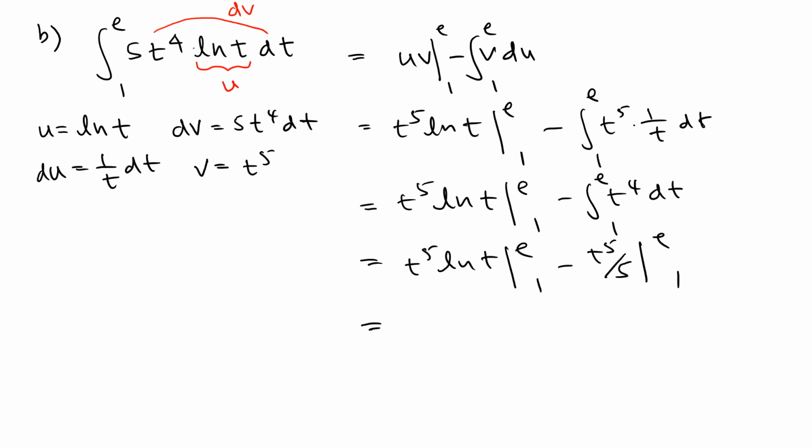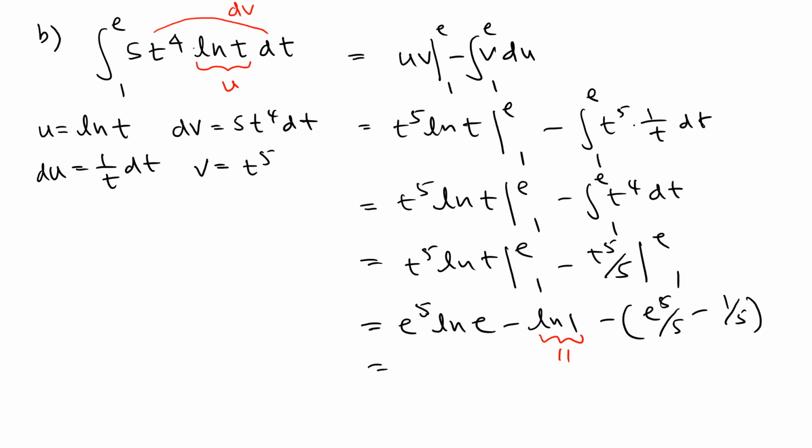So let's plug in the numbers. You can see that it is e to the 5 ln e minus 1 times ln 1, minus, 1/5 e to the fifth minus 1/5, when you plug in 1. Now ln 1 is 0, so this is gone. And we also know that ln e is 1. So you can combine the e to the fifth terms: you get 1 minus 1/5, that means 4/5 e to the fifth. So that's the answer for this problem.